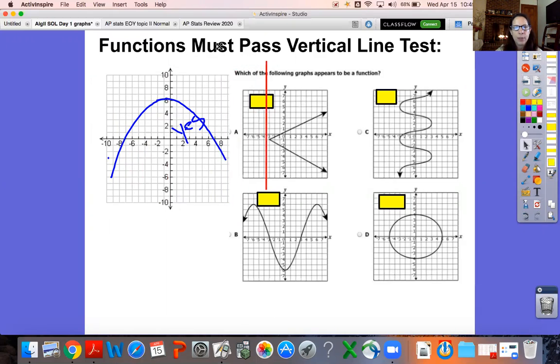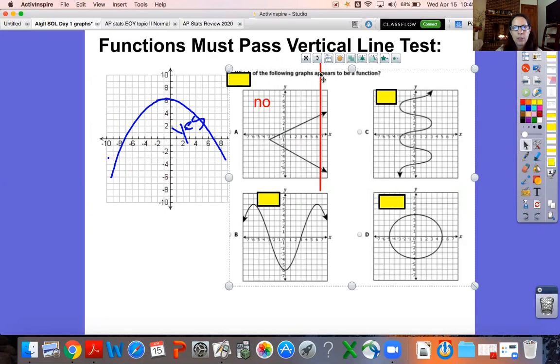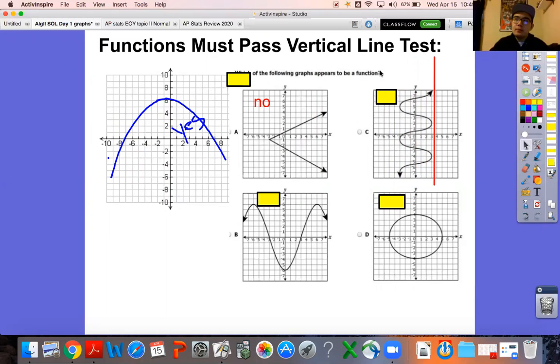All right, let's do this one. How about this one? Is this a function? No. All right, let's do this one. Is this one a function? No.